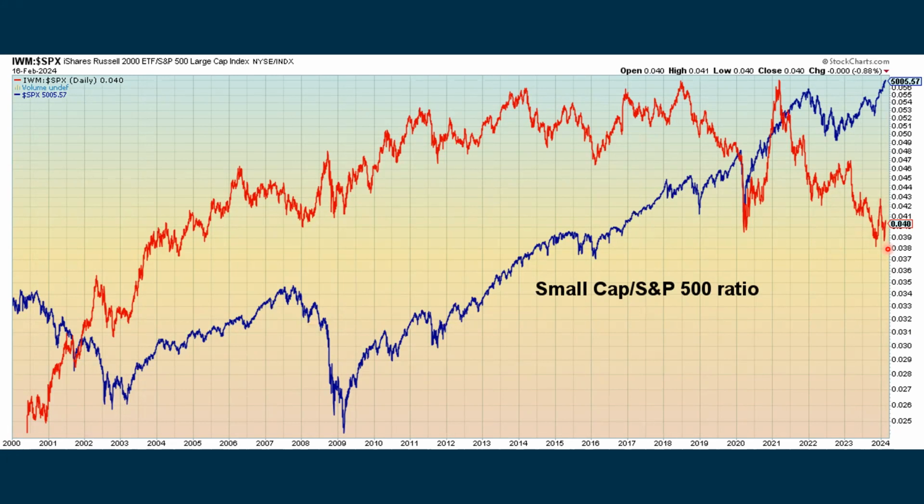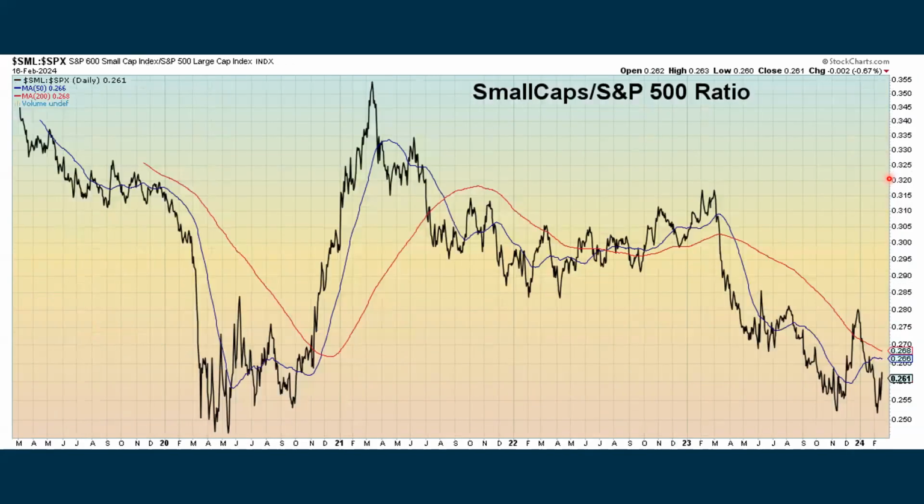Over the last week or so, we've been seeing an improvement with this ratio, but we want to see this continue to go up to have some sustainability there. The small caps, the S&P 500 ratio shows how the small caps have been underperforming. This was the up move into the latter part of 2023 and then the downward move. We are seeing some improvement here.